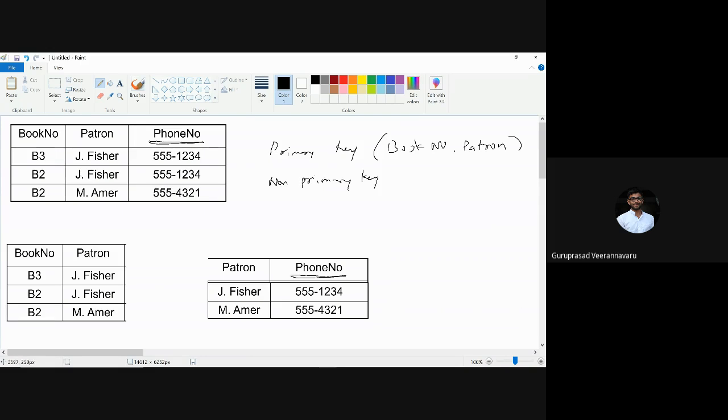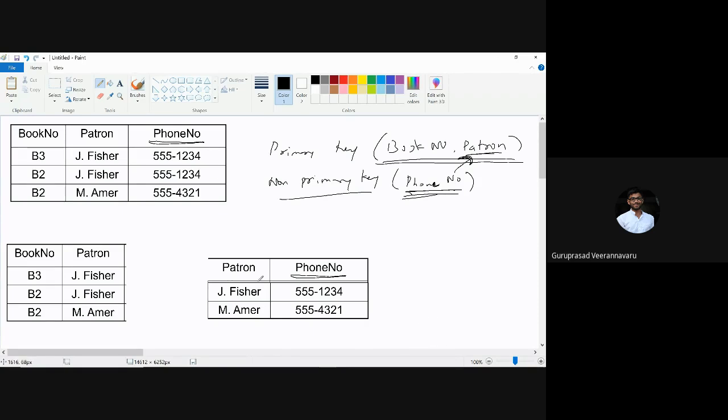Agree? And the non-primary key is phone number. That's right. And this phone number is only dependent on this patron. It is only dependent on a subset of the whole primary key. So we should not have a structure like this where a non-primary key is dependent on a subset of the whole primary key. If it is dependent, it should be dependent on both of these.